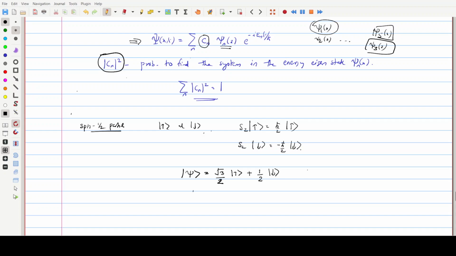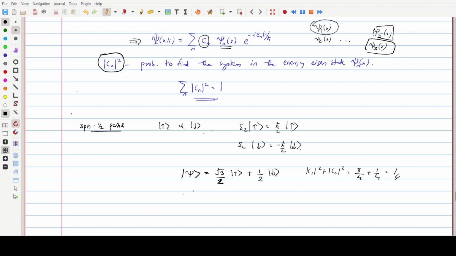What is mod c1 square plus mod c2 square? It would be 3 by 4 plus 1 by 4, and that would be 1. Okay, so this is okay. So we can have root 3 by 2 spin up plus 1 by 2 spin down. So mod c1 square plus mod c2 square is 1.